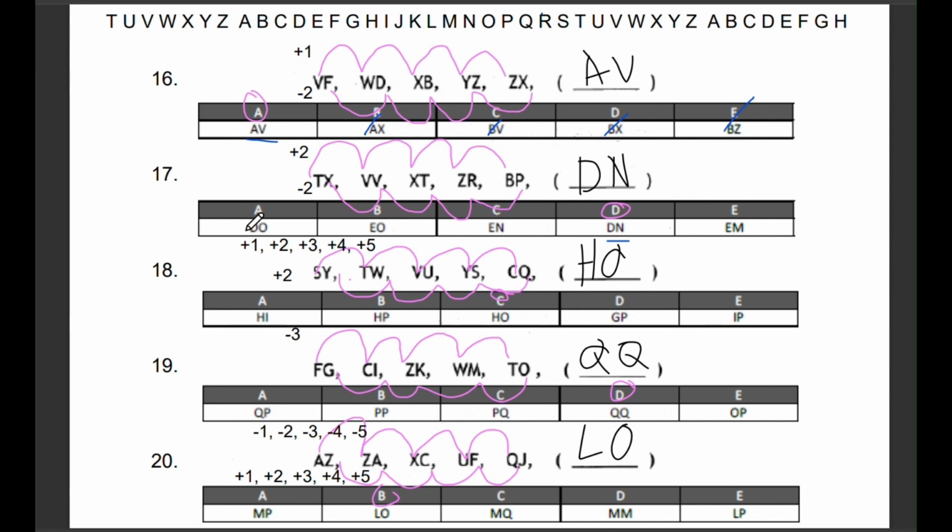Why not the others? A has the first letter right, but the second is wrong. B and C break the -2 rule, and E moves the first letter too far.